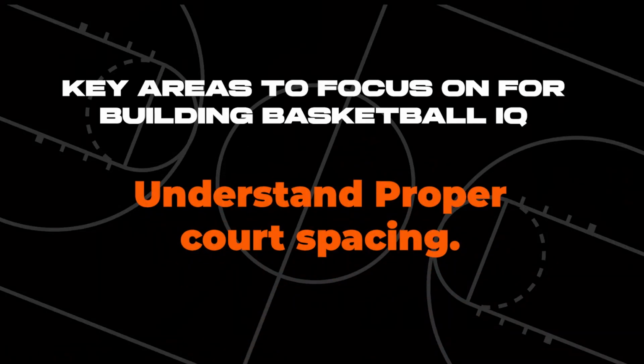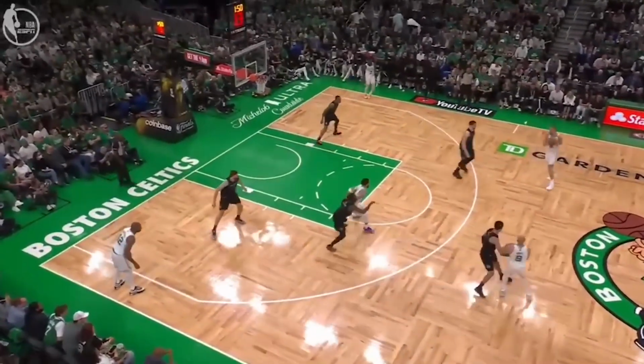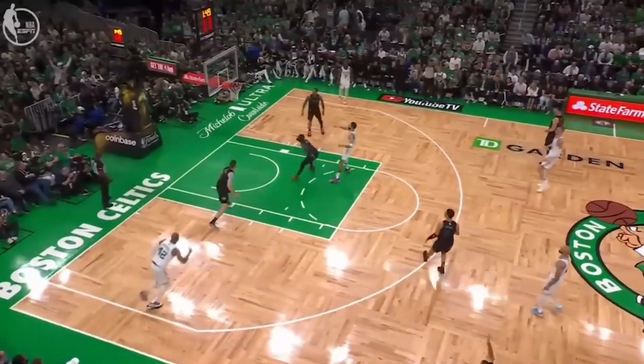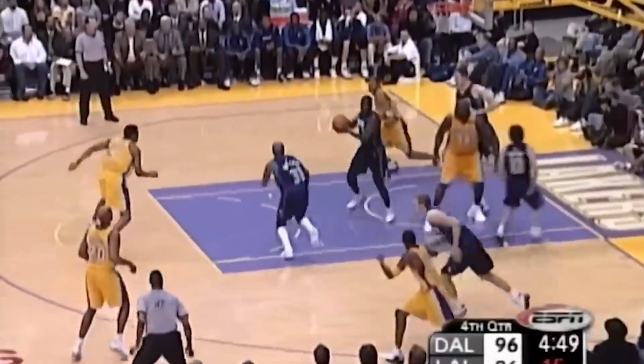Understand the spots on the floor. You know, top of the key, wing, the corners. Understand this spacing. Here's the thing. Court spacing is what gives your offense an opportunity to breathe. If you're congested, and you've seen this even in our local games right now, even in our playoffs, teams are losing the ball because they are congested.